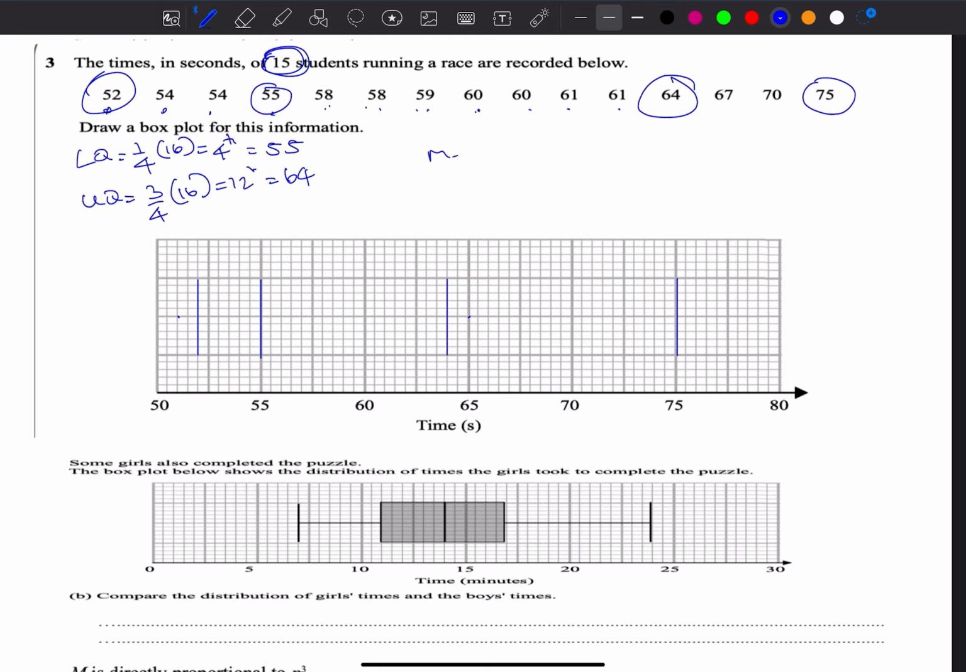I'm missing one guy, which is your median. Median is easy, a half of total, not 15 anymore, 16. 8th value, count it, 1, 2, 3, 4, 5, 6, 7, 8, 60. There you go. It should more or less look like that.